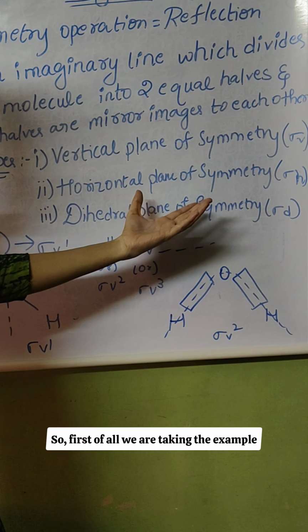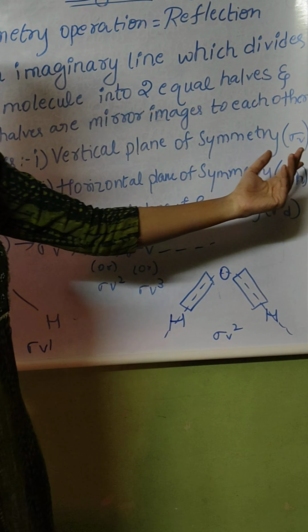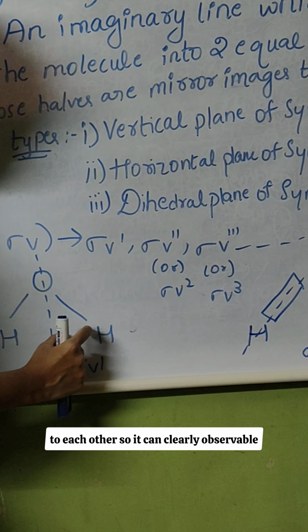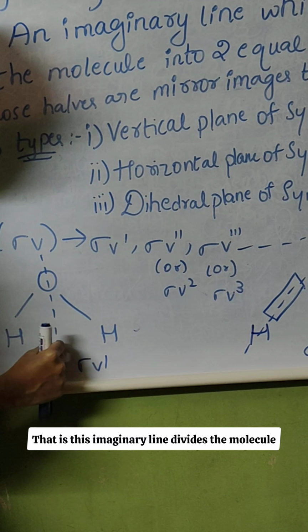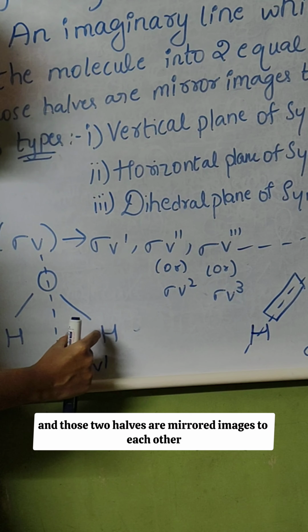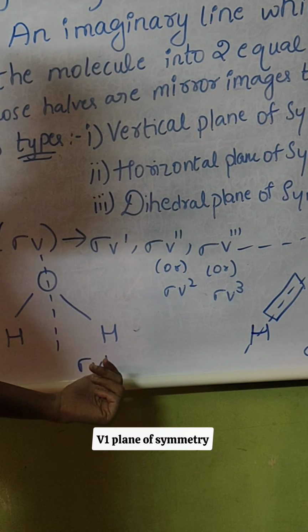First of all, we are taking the example for vertical plane of symmetry, that is sigma v. The example is H2O. When we pass an imaginary line through the center of O, we can divide the molecule into two equal halves, and those two halves are mirror images of each other. It can be clearly observed that this imaginary line divides the molecule into two equal halves that are mirror images of each other, and we represent this as the sigma V1 plane of symmetry.